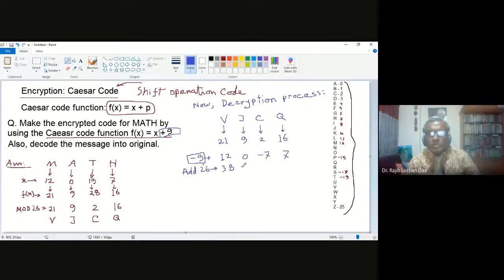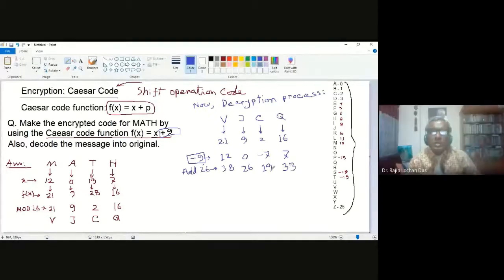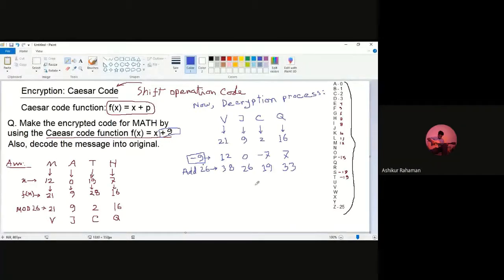0 plus 26 will be 26. And minus 7 plus 26 will be 19, right? And 7 plus 26 will be 33. Do you understand what I am doing now? Yes, sir. Okay.